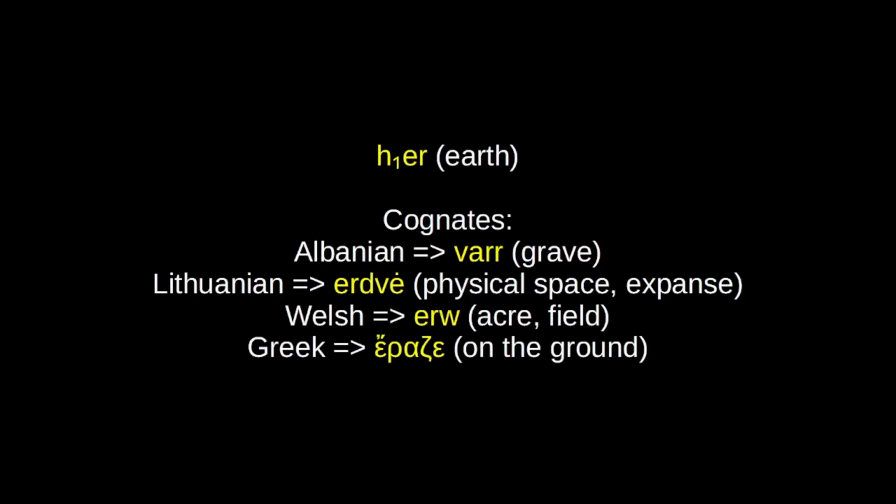And again, we have a number of cognates in other Indo-European languages, which I just found so interesting to compare. In Albanian you have the word "var", which means grave. In Lithuanian you have the word "erdvė", which refers to a physical space or expanse. In Welsh there's the word "erw", which means acre or field. And in Greek there's "eratze", which means on the ground.